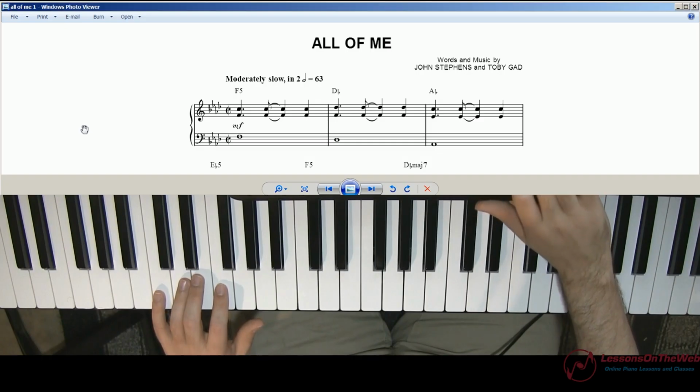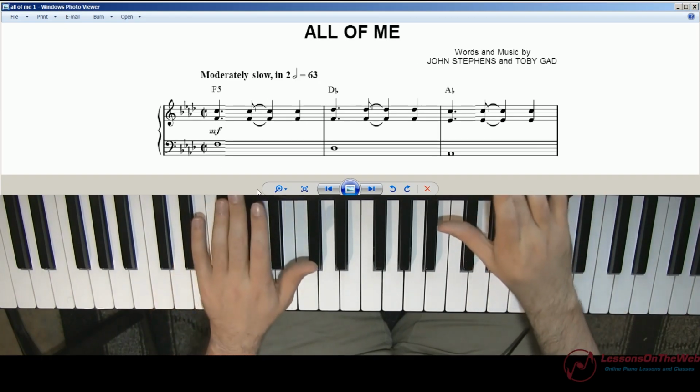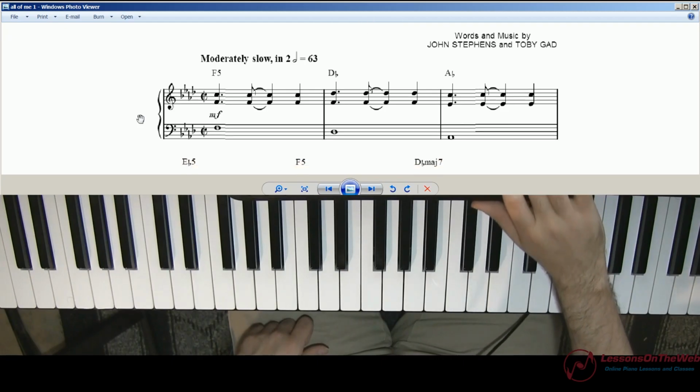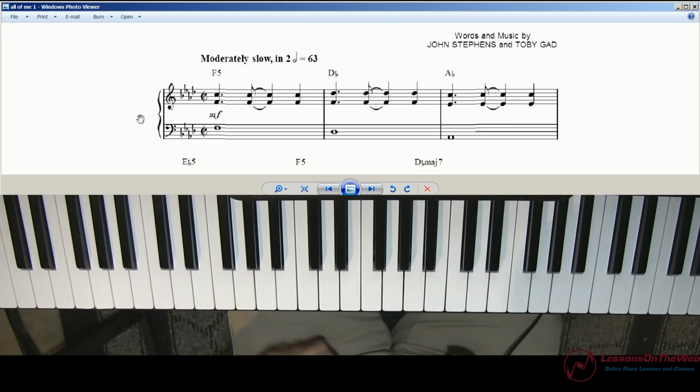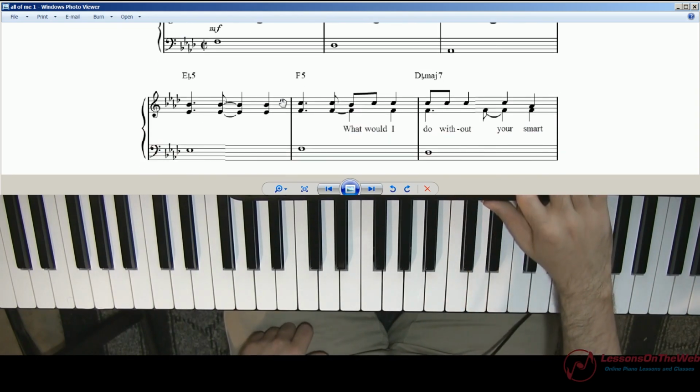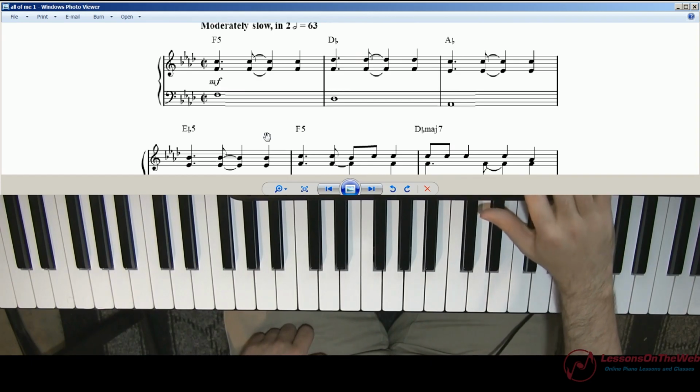So let's take a look at the beginning here. Let me make this a little bit bigger for us. I think that works out pretty well. So in the beginning, we have the first three measures on the first line, but it's actually the next measure of the next line. This is the introduction to the song.